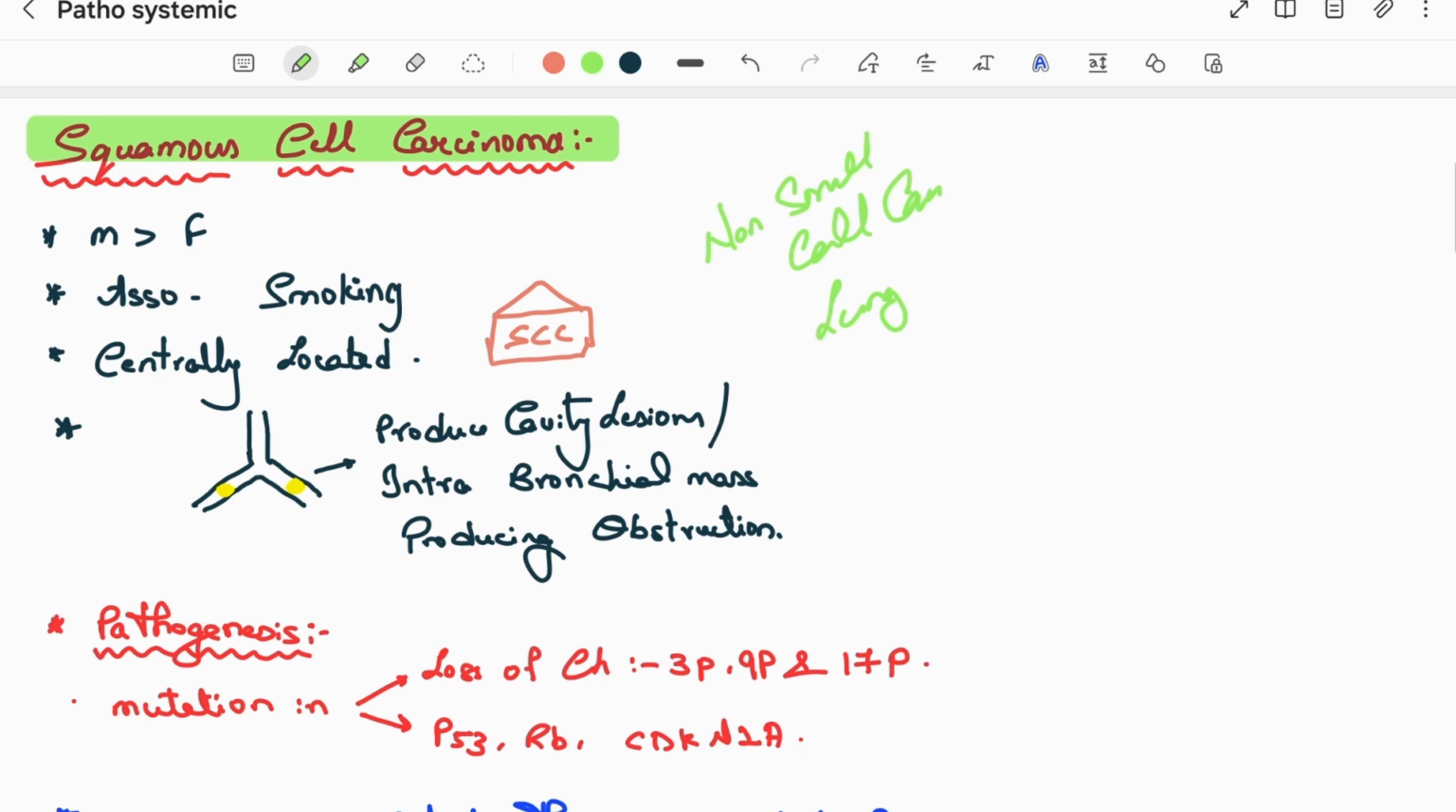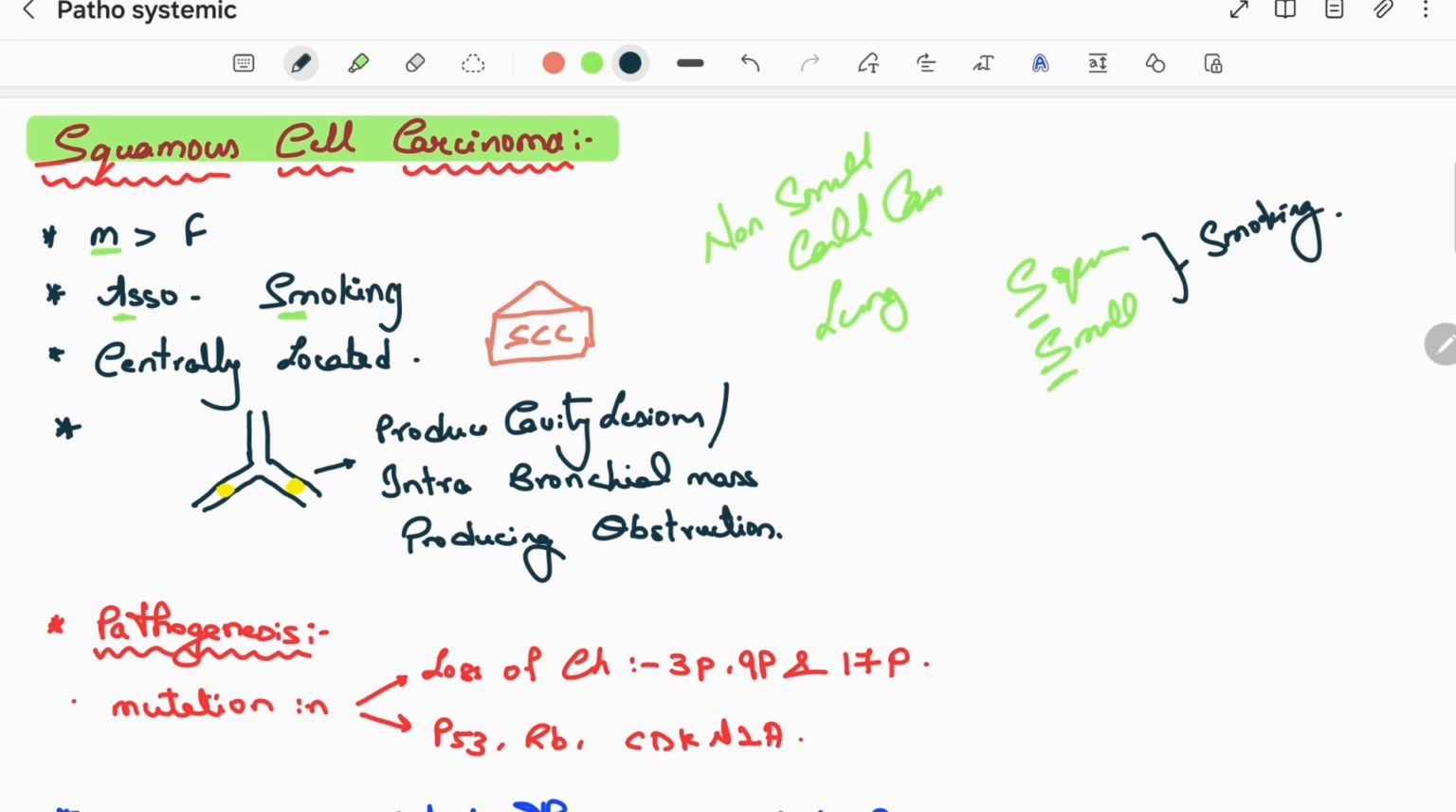So, squamous cell carcinoma. This carcinoma is most commonly seen in males and it is associated with smoking. The hint I am going to give you is that squamous cell carcinoma and small cell carcinoma both start with S. So, remember that they are associated with smoking.